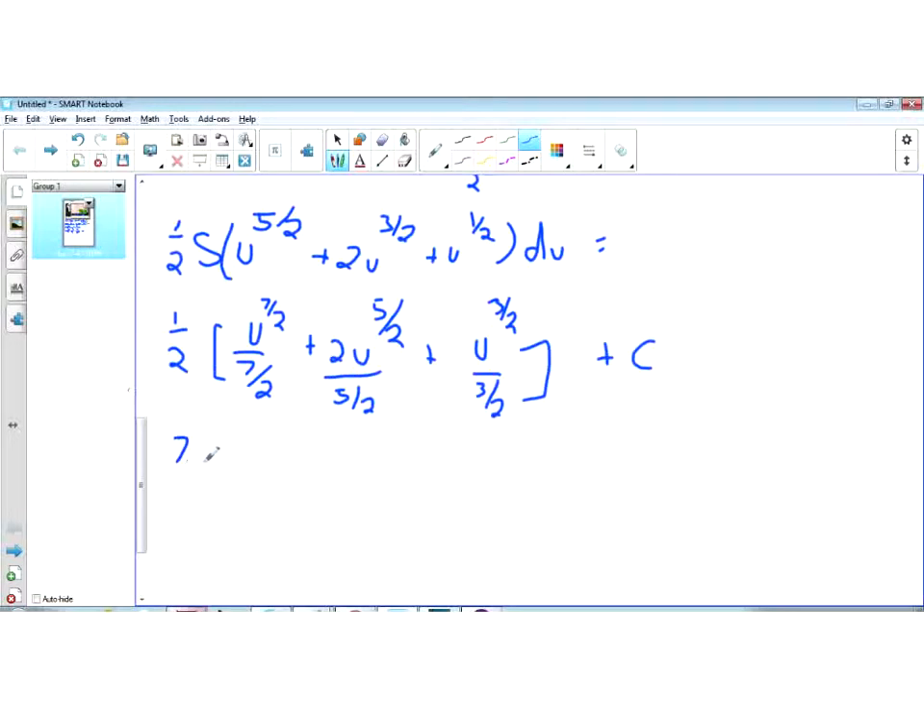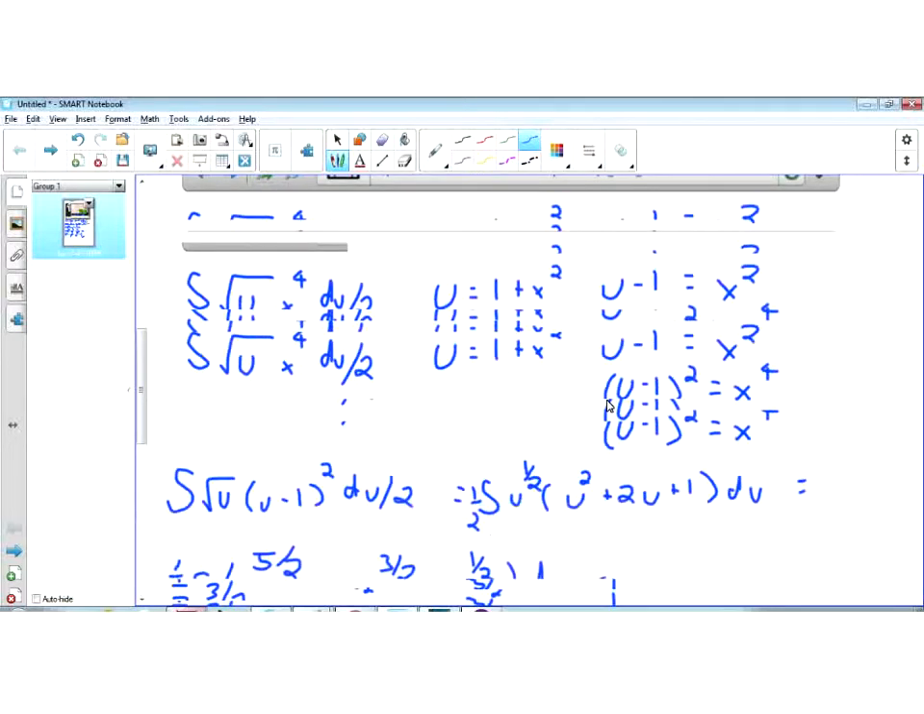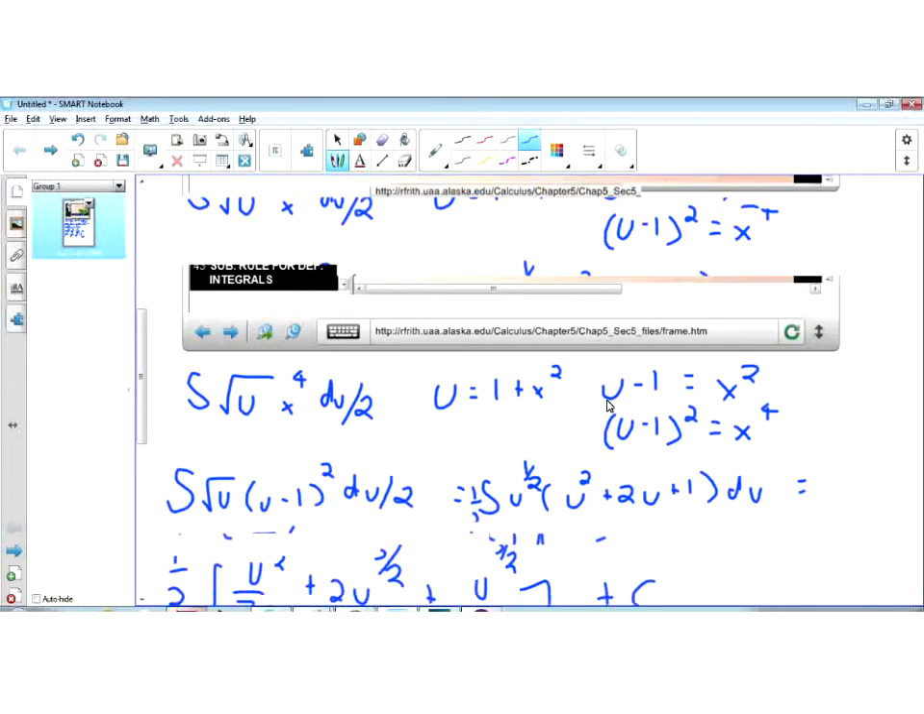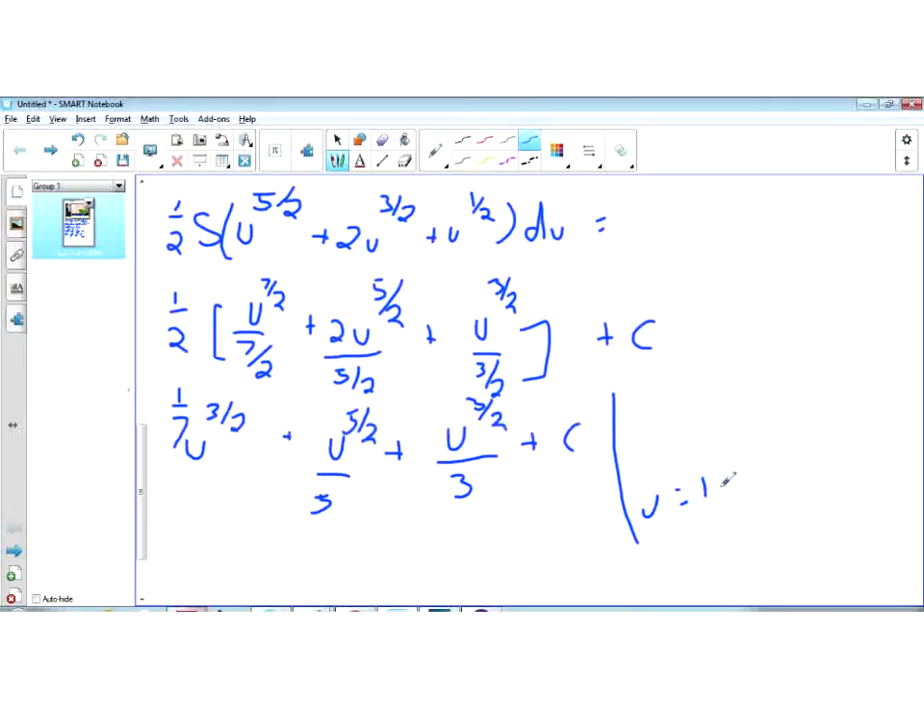So this would be, no, 1/7 u to the 7 halves plus u to the 5 halves plus 1/3 u to the 3 halves plus c, and then of course we evaluate this at u is equal to what? 1 plus x squared. So we just plug in 1 plus x squared, and then we'll have our answer.